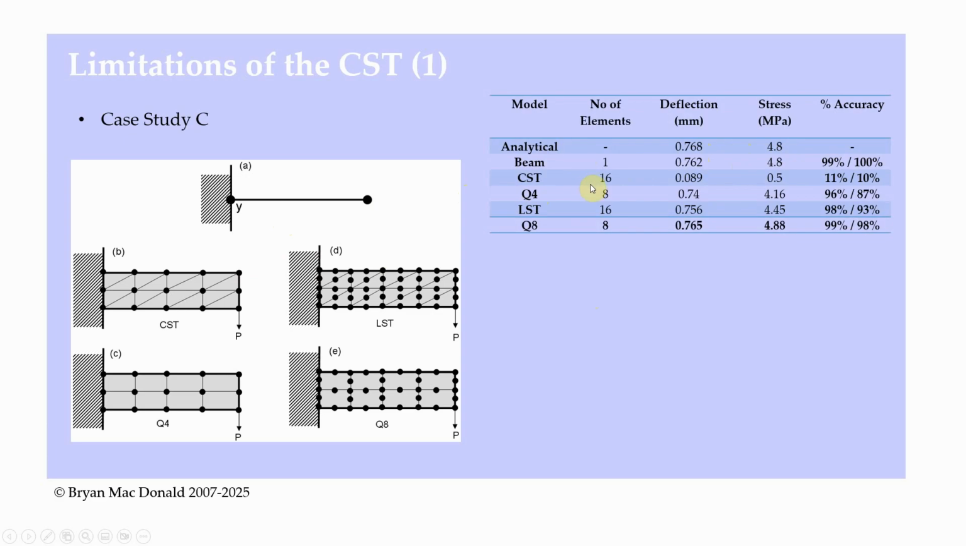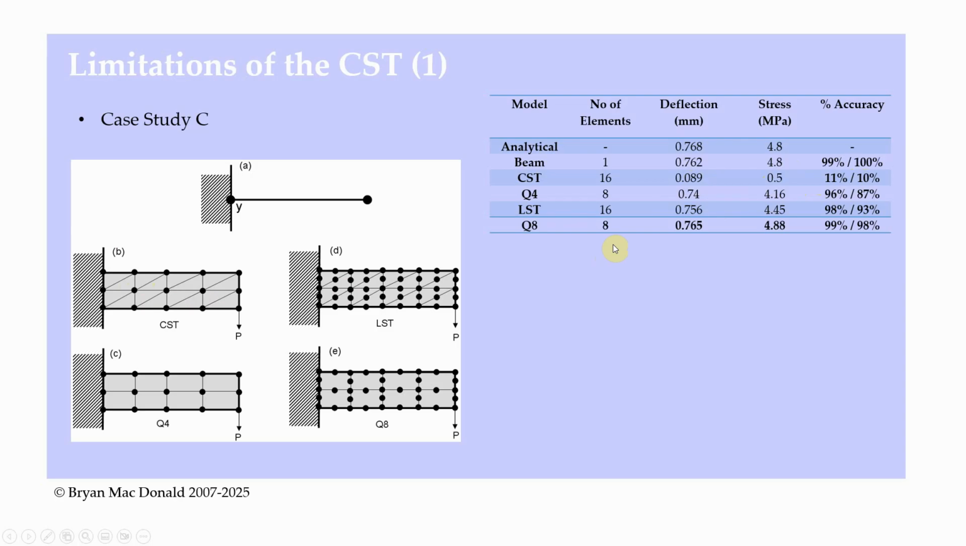Now, interesting, let's look at what this model here, consisting of 16 constant strain triangle elements, gives us. We get a deflection of 0.089 millimeters compared to 0.768. So that's 11% of the target, and we get a stress of 0.5, which is 10% of the target. So clearly that's very, very poor. The constant strain triangle, at this number of elements, does not give a very good result.